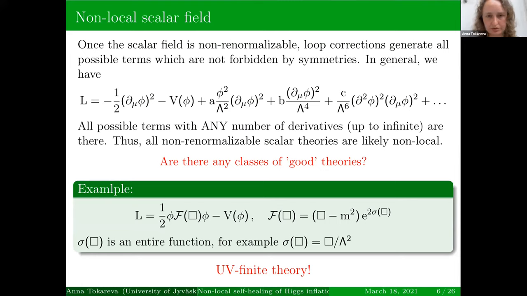What we introduced to solve the same problem, to build a UV completion for Higgs inflation, is a non-local scalar field to make the Higgs field propagator non-local. Once the scalar field is non-renormalizable, loop corrections generate all possible terms which are not forbidden by symmetries in the Lagrangian. So in general, we have such a crazy effective Lagrangian.